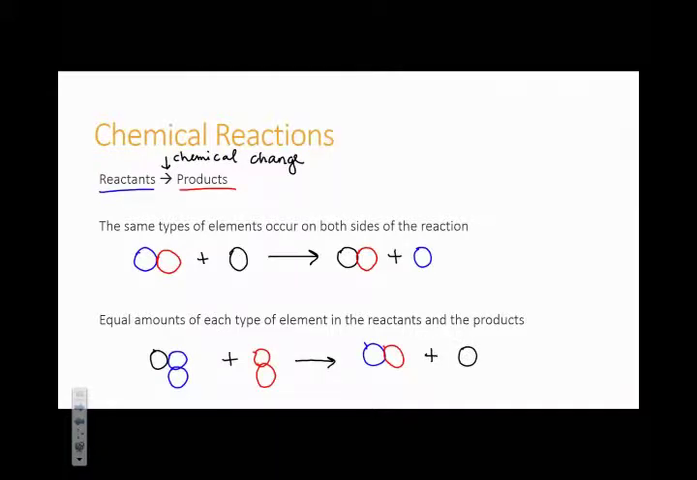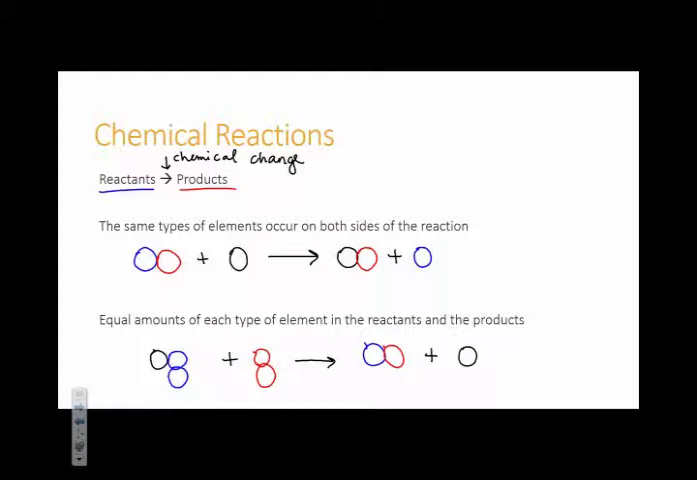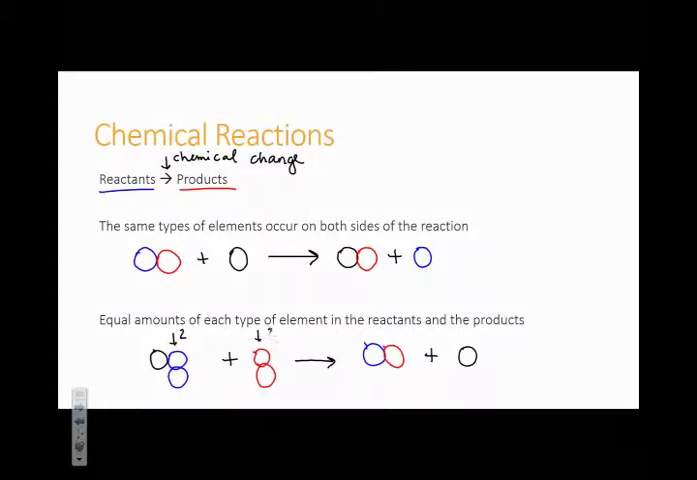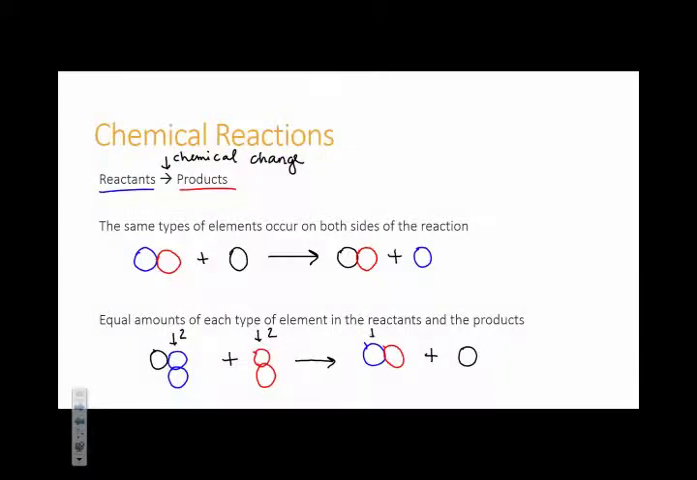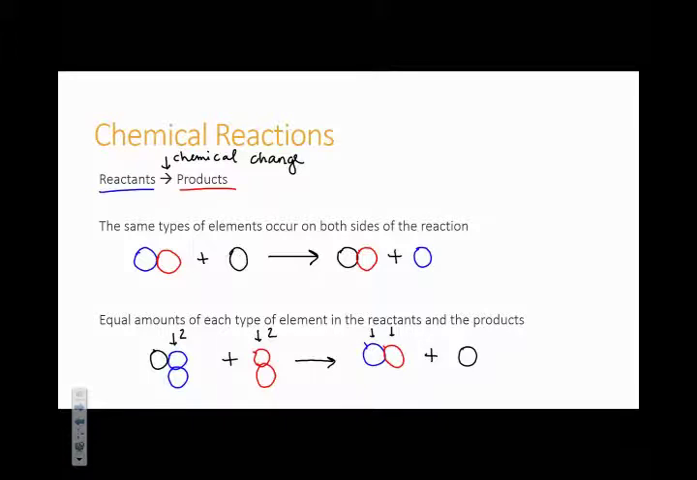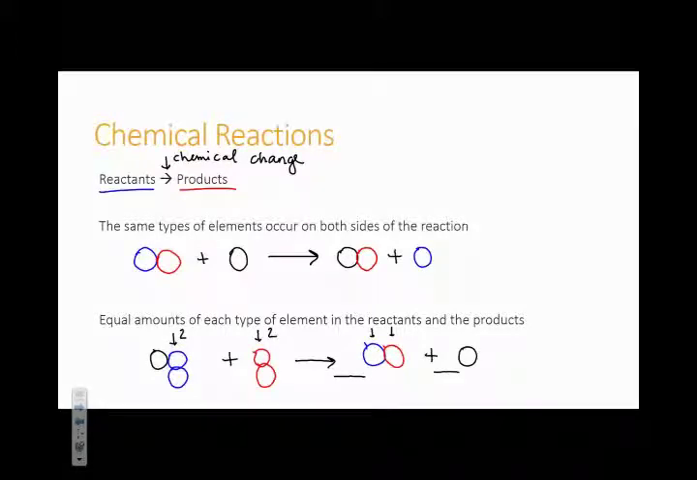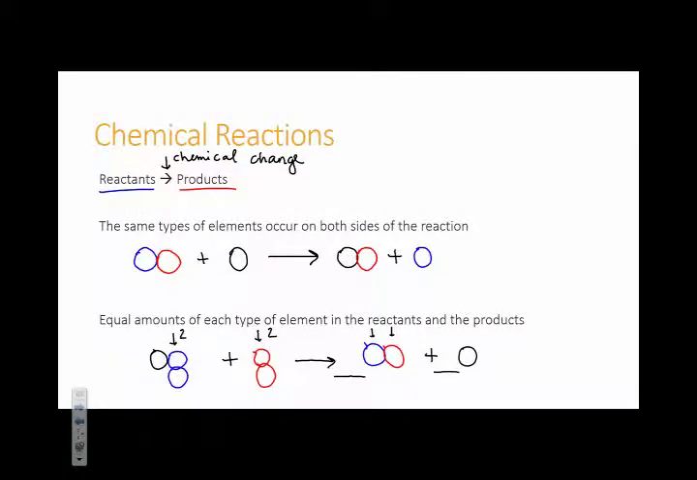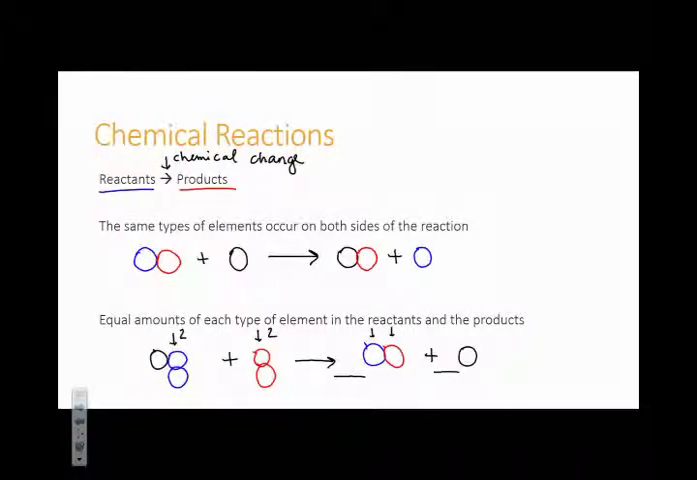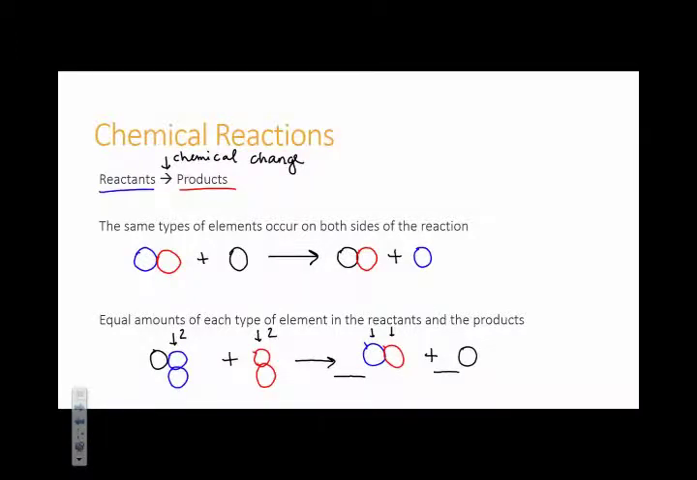Now, notice here that the way I've written this, on the reactant side, I started with two blue and two red. But on the product side, I only have one blue and one red, because I haven't actually balanced the reaction. The process that we'll take in doing this is we will adjust what's called the coefficient, which is the number out in front of the molecule, to make sure that I have equal amounts of each type of element in both the reactants and the products. So at this point, I know that I've got two blue things in the reactants and two red things in the reactants, but only one blue and one red in the products.